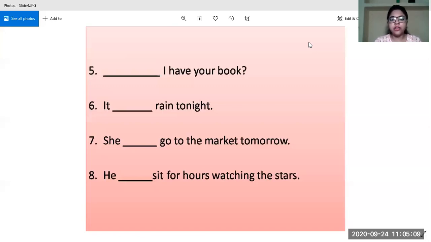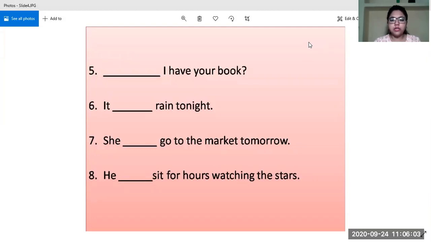Next, it dash rain tonight. Shreya. Yes, Shreya. Ma'am, it might rain tonight. It might rain tonight or it may rain tonight. Both are correct. Next, she dash go to the market tomorrow. Who has not answered so far? Divyanshi. She will go to the market tomorrow. She may go to the market tomorrow. She should go to the market tomorrow. Okay, all these can be correct. However, most appropriate will be the use of will because it will denote a future event.